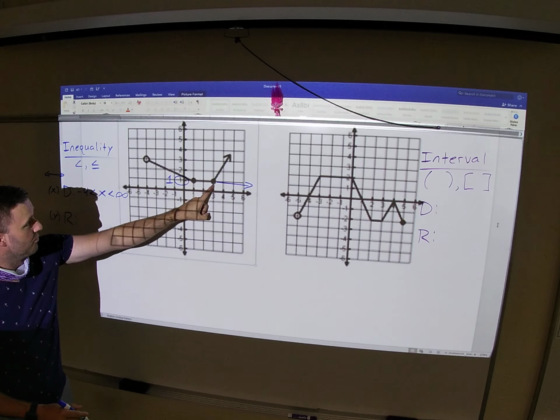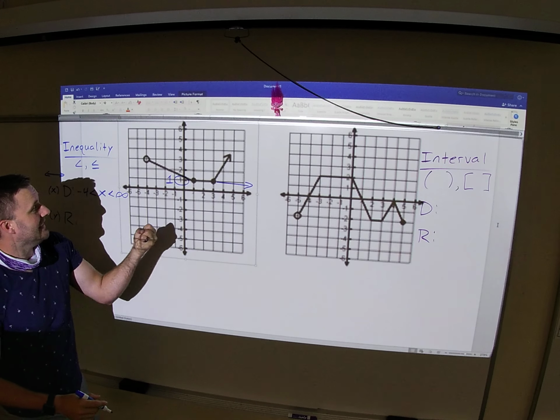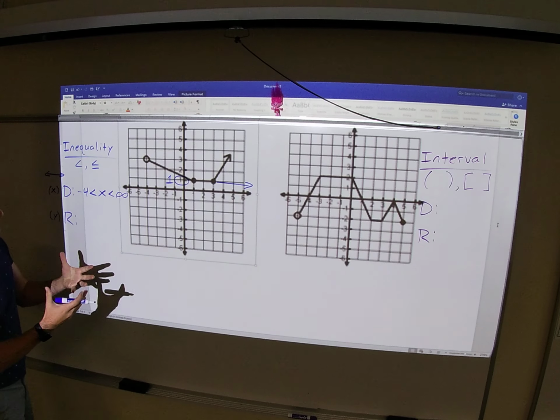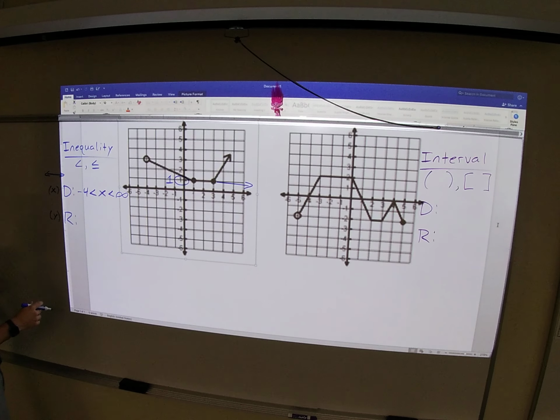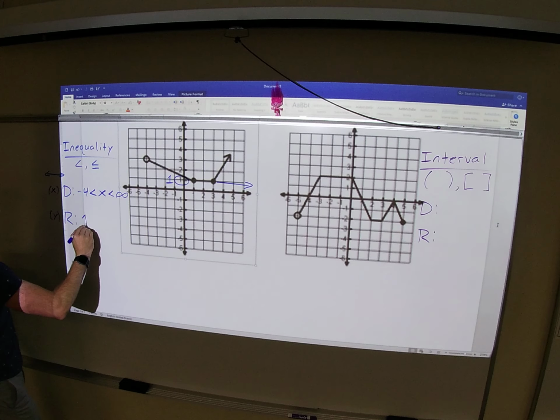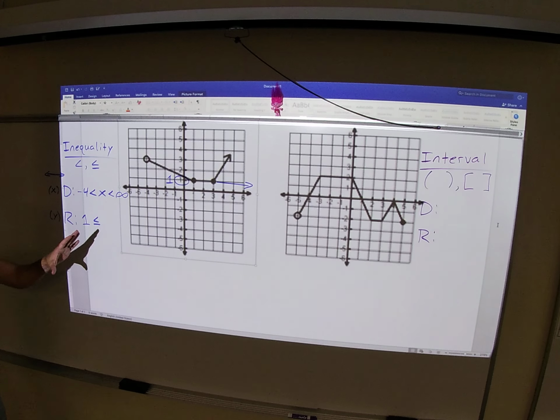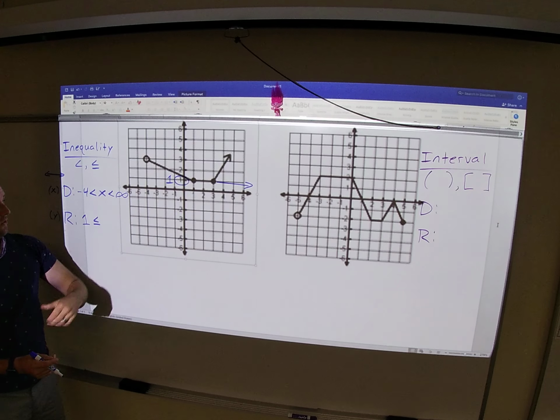Now notice how we do have points on this line, which means it can equal 1. We have possible points where y is equal to 1. So because that's my lowest, I'm going to go ahead and start with 1 here, but I'm going to use the equal to sign because it can be equal to 1.